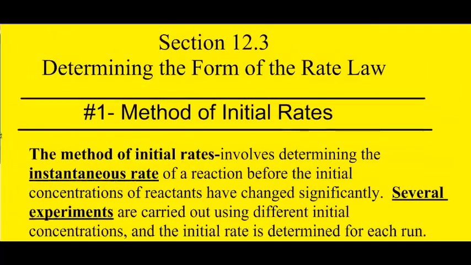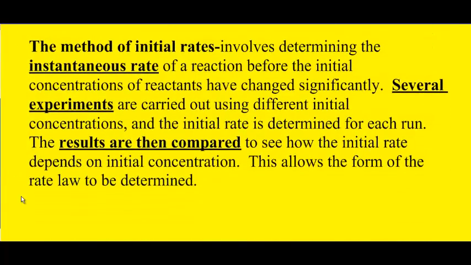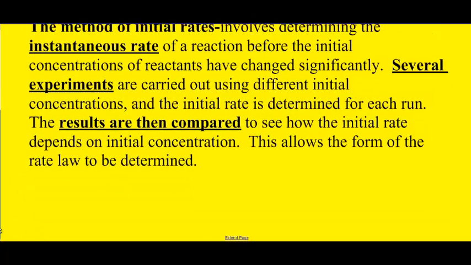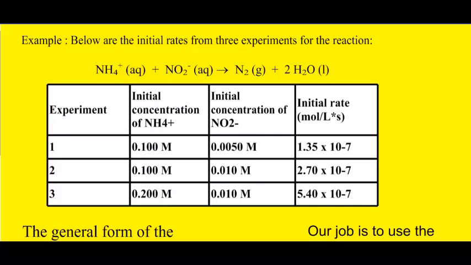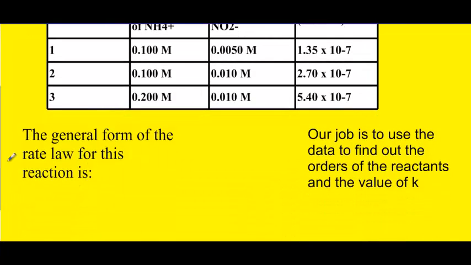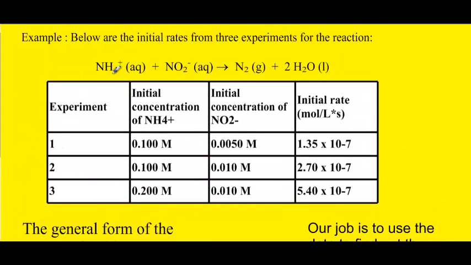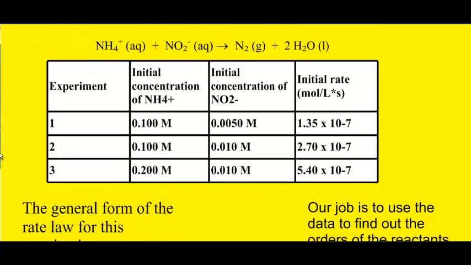Okay, the method that we use to determine the rate law is called the method of initial rates. And you do a bunch of different experiments under differing concentrations. We always have this generic form of the rate law. So if I look at the equation, I can write a very generic form of this rate law.